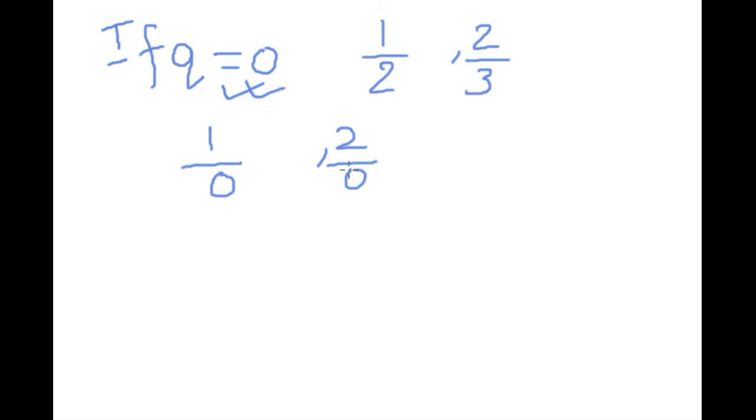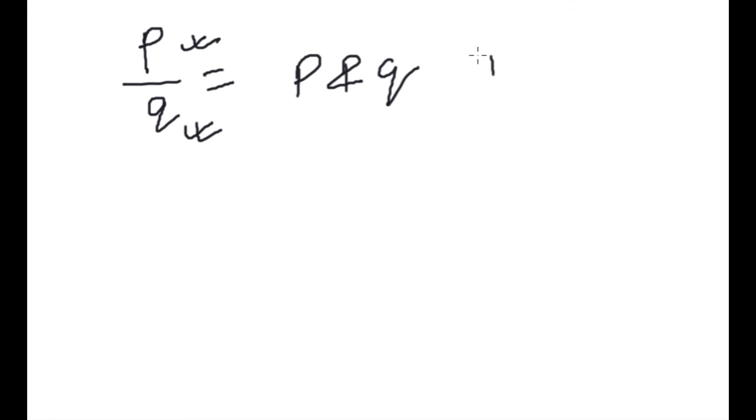Do these numbers exist? No. Why? Because there is no number with which you can multiply 0 and get the value 2. In this way, I proved how the definition of rational number works. It should be in the form of p by q, where p and q are integers, but q can't be equal to 0.